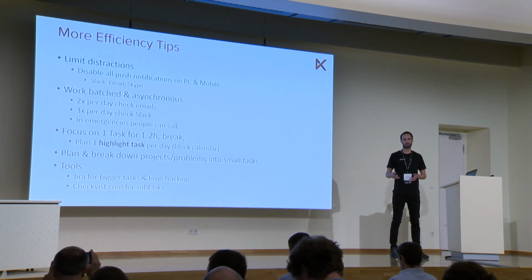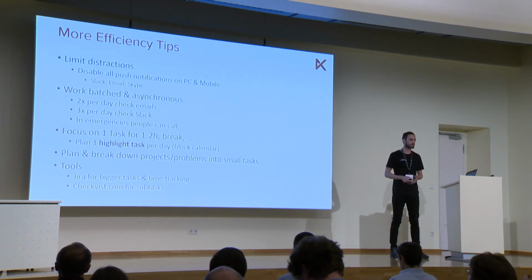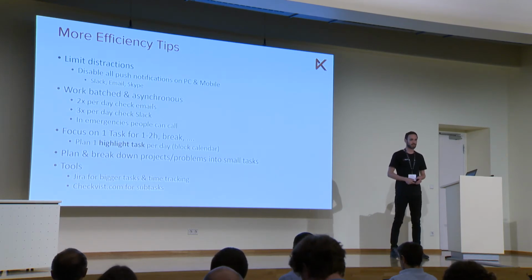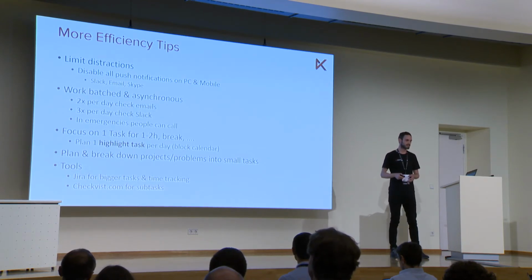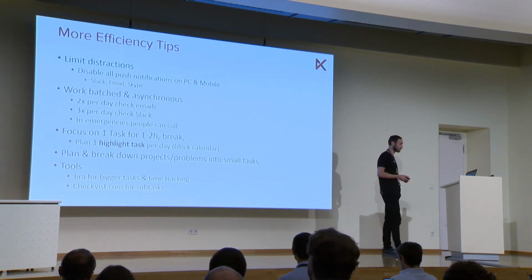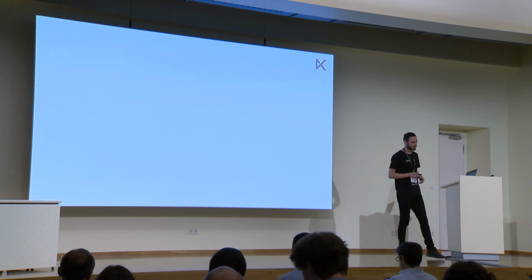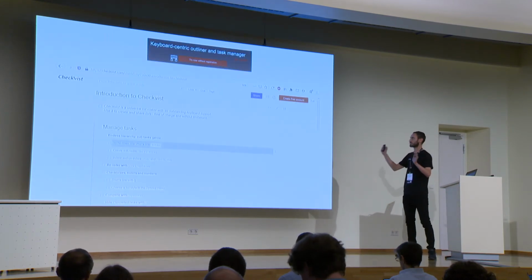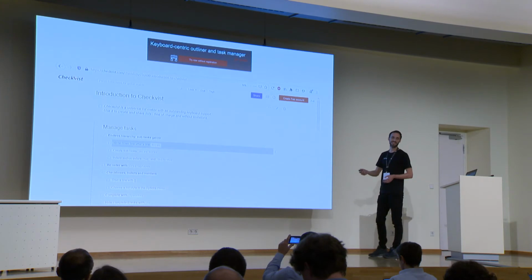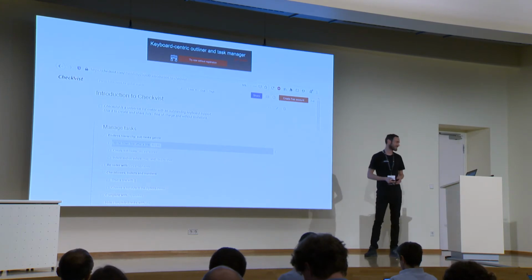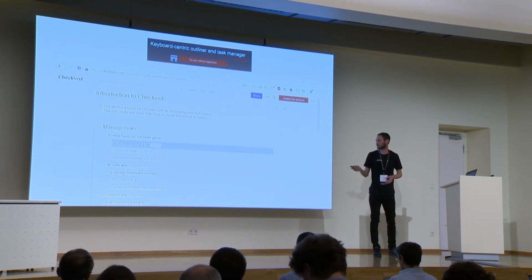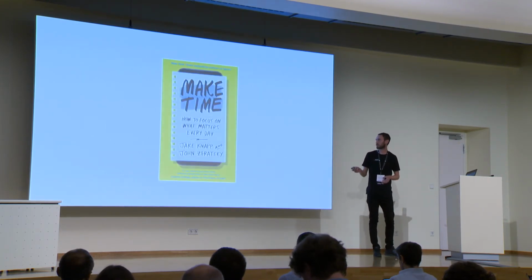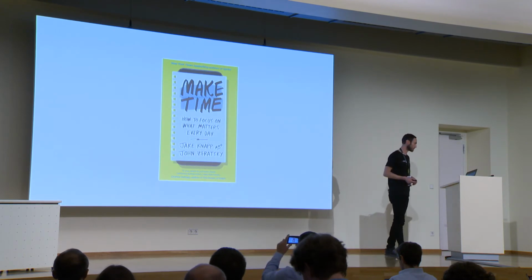I was a big fan of just plain text files as to-do lists, but Checklist is even way better than text files. It has the same advantages, like a lot of keyboard shortcuts you can use. They promote it as the task manager for geeks, which is totally right. But it's a really cool tool to structure your day a little bit better. And also a lot of these tips you can find in this book that I highly recommend, Make Time, by two Google employees.